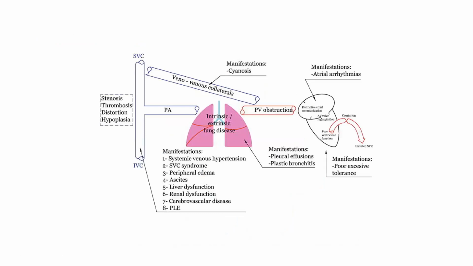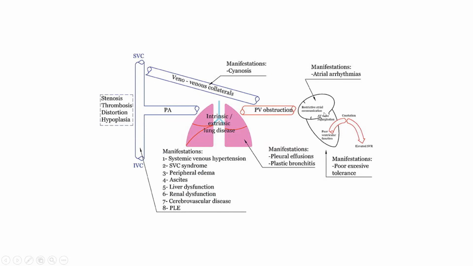This diagram describes the same thing. Because of the venous hypertension, what can it all lead to? Systemic venous hypertension, SVC syndrome, peripheral edema, ascites, liver dysfunction, renal dysfunction, cerebrovascular disease, and protein losing enteropathy. Through the external conduit that we are using, there can be stenosis, thrombosis, distortion, or it might be hyperplastic. There might be development of veno-venous collaterals from the systemic venous to the pulmonary vein, and it might lead to manifestation of cyanosis.